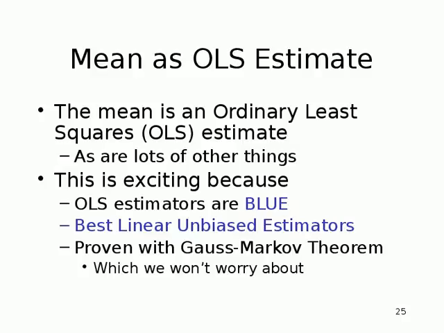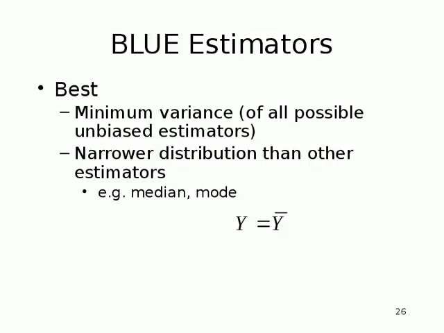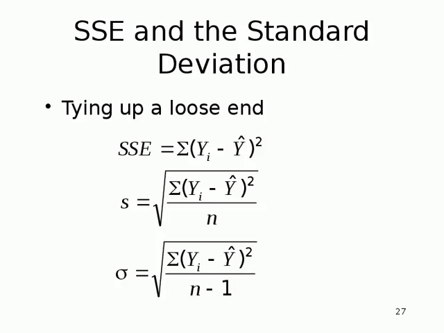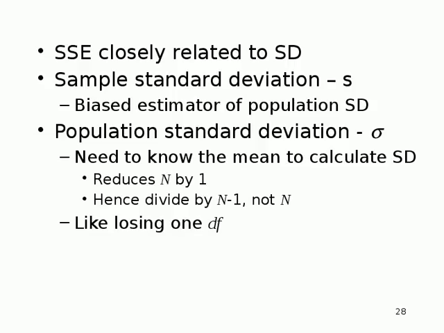Right? So ordinary least squares estimators, which is what we just did, are best linear unbiased estimators. Okay? And they're best in the sense that they have minimum variance, as we showed, and you can work out that you get the standard deviation or the variance from the equation as well. Right? And it's closely related to standard deviation.